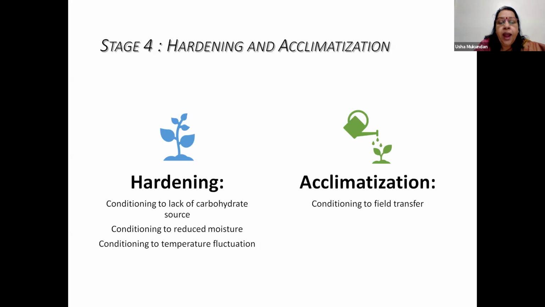And during the process, all the plants should survive. So your commercial success depends upon, suppose you have 100 plants in the tissue culture lab, then all 100 should survive. You say 100% success. Otherwise, depending on the number, you will say 80% or 90%. So your commercial feasibility will depend upon the number of plants which can be hardened or which can be acclimatized and transferred to field condition.